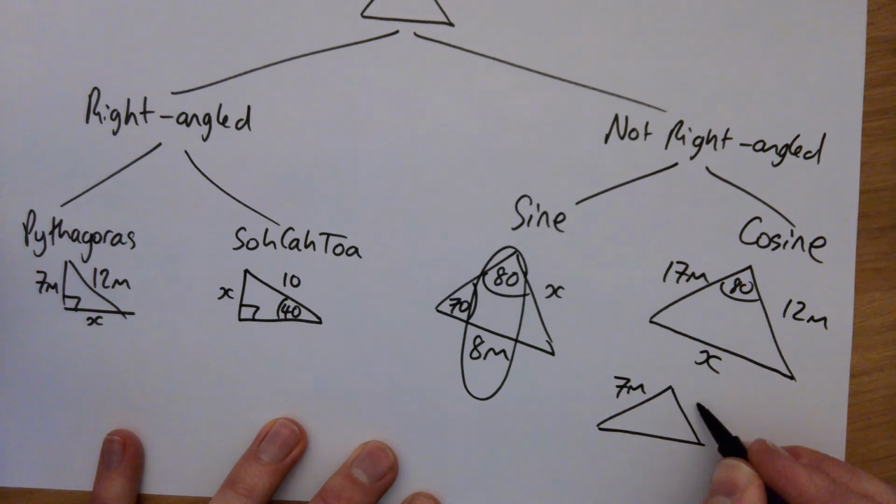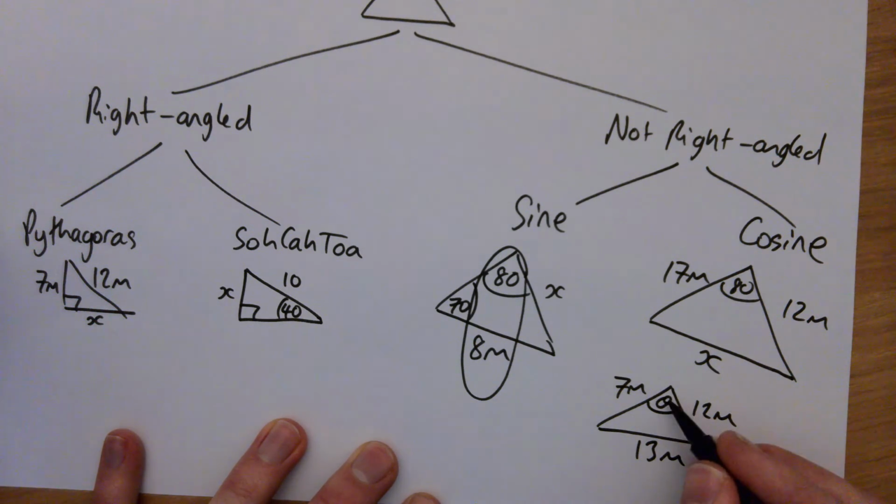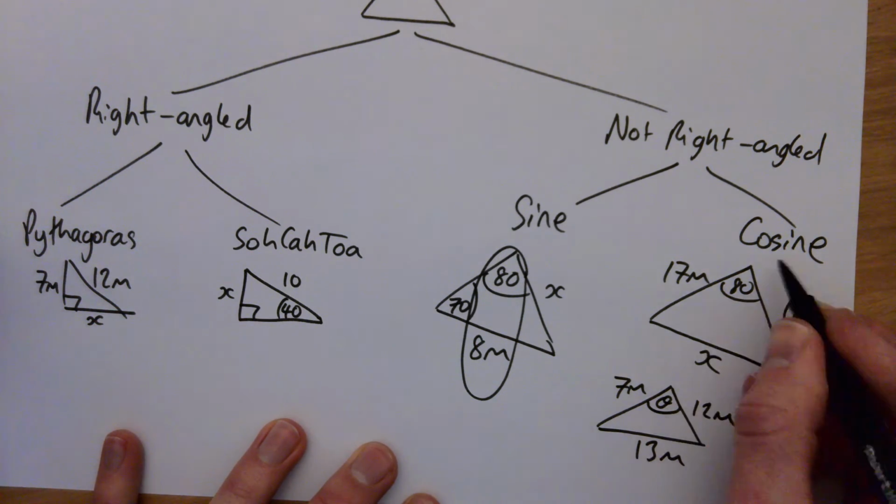I don't know, I'm just going to make this up, 7 meters, 12 meters and 13 meters. But we might be trying to work out this angle. Okay, so do we have an angle and its opposite side? No, so it must be a cosine rule question.